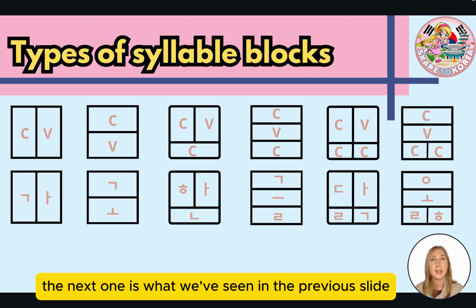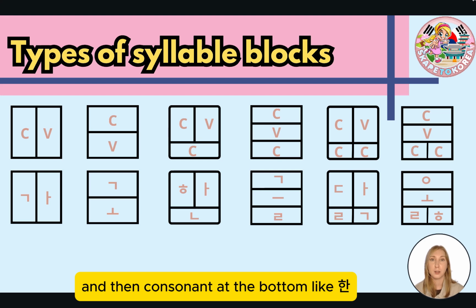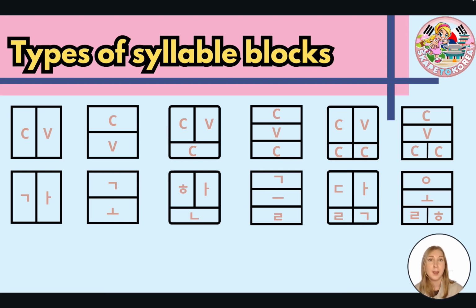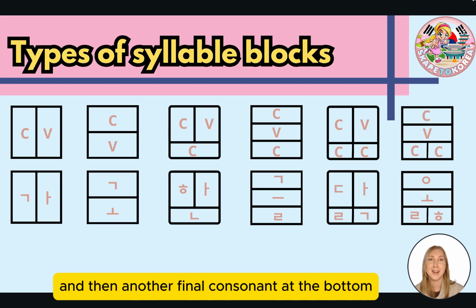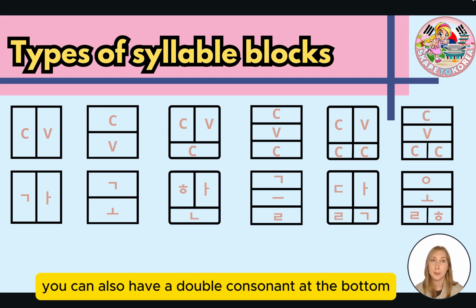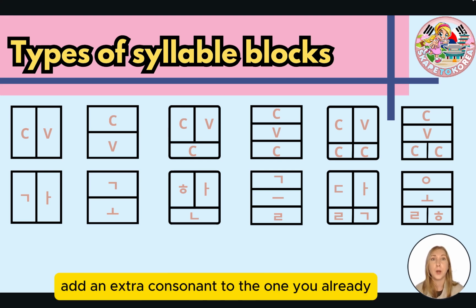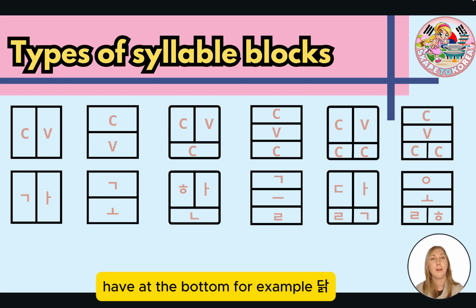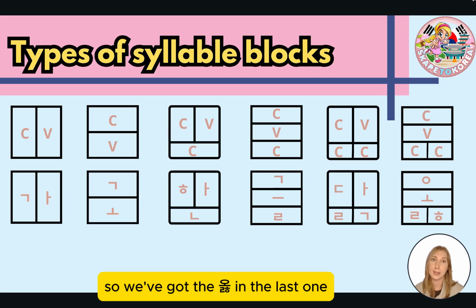And then the next one is what we've seen in the previous slide. Consonant, then vowel next to it, and then consonant at the bottom, like han. And then the next one is consonant, then vowel under it, and then another final consonant at the bottom, for example, gur. So han, gur. You can also have a double consonant at the bottom, so you will just add an extra consonant to the one you already have at the bottom. For example, ta. You place the vowel either on the right side or under it.